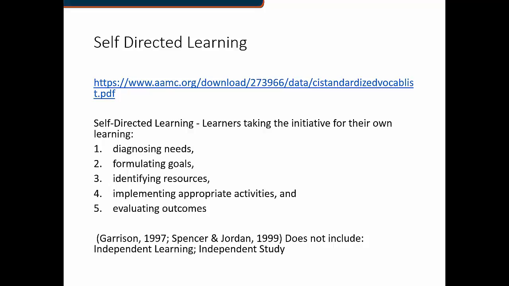There are 5 parts to self-directed learning where the students have to take the initiative for their own learning, where they are doing things like diagnosing and formulating their goals, identifying their own resources, implementing activities to learn, and evaluating the outcomes. What it is not is independent learning, which can be flipped learning where you're just looking at things outside, or independent study where you're given resources and you go away.